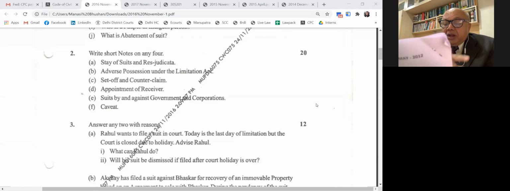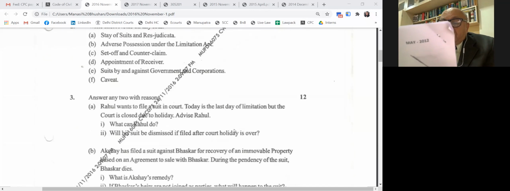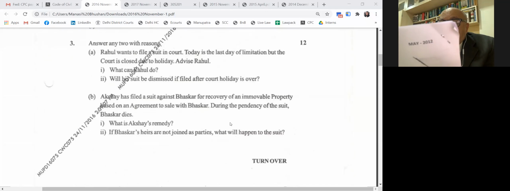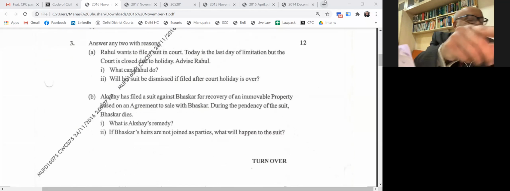Please note that. Now answer two with reason. Number 1, Rahul wants to file a suit in the court today, which is the last day of limitation, but the court is closed due to holidays. Advise Rahul what he can do. Will the suit be dismissed? Now let us see section 4 of the Limitation Act.